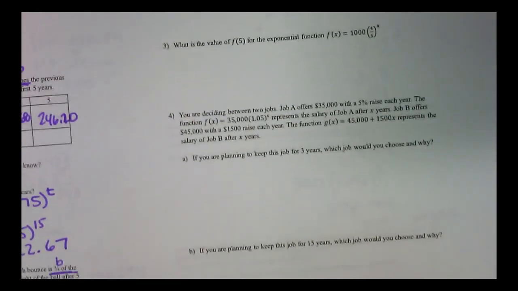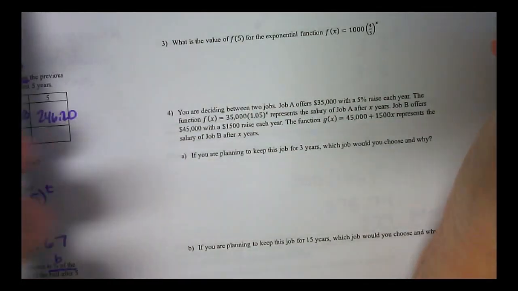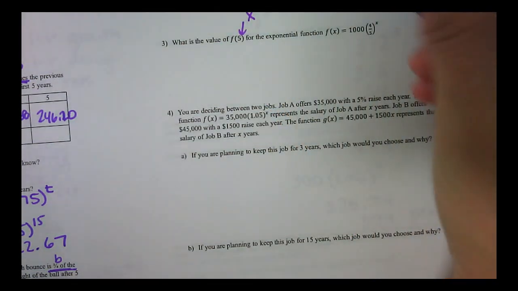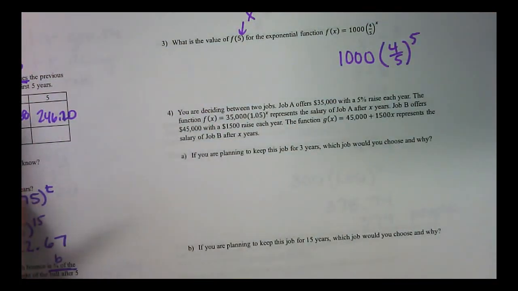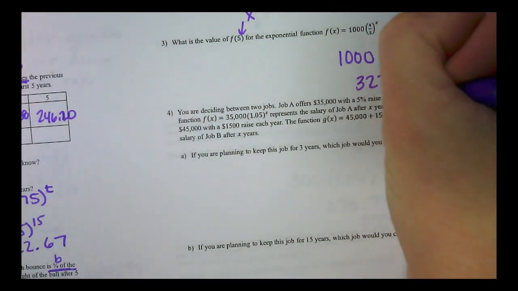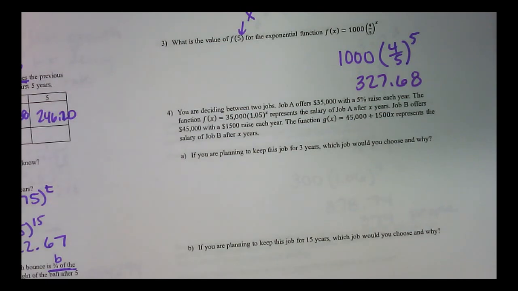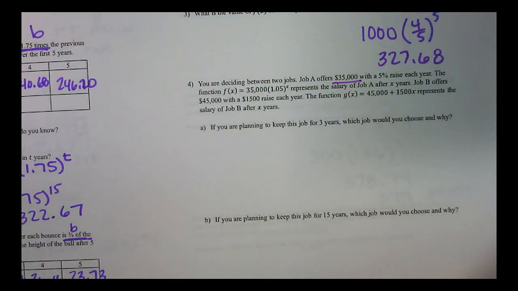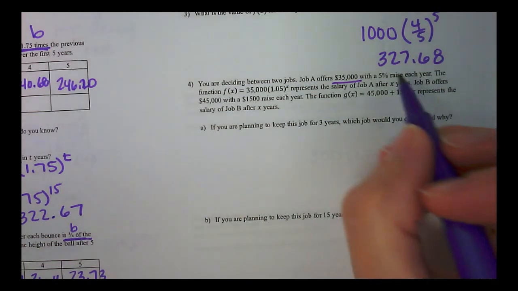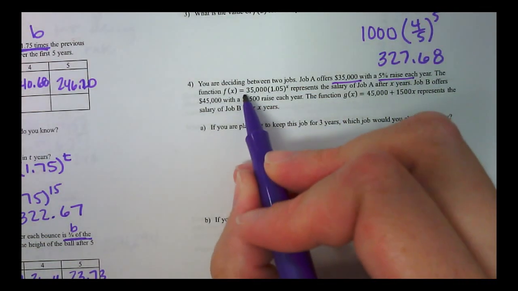All right, number 3 says, what is the value of f of 5? So this means plug in 5 for x. All right, number 4, you're deciding between 2 jobs. Job A offers 35,000 with a 5% raise each year, and this is our function.